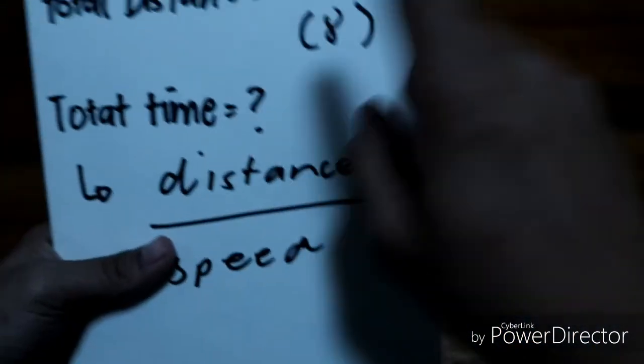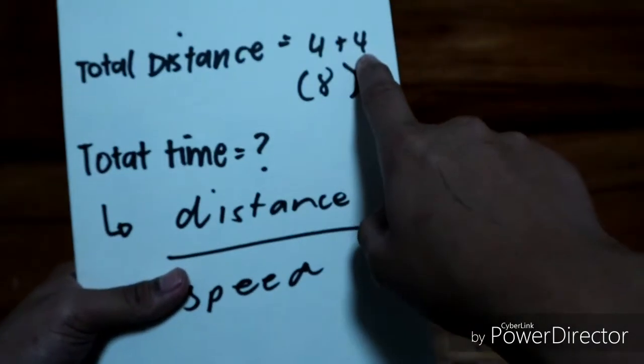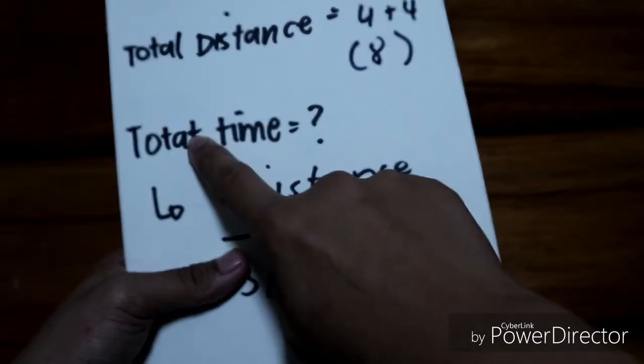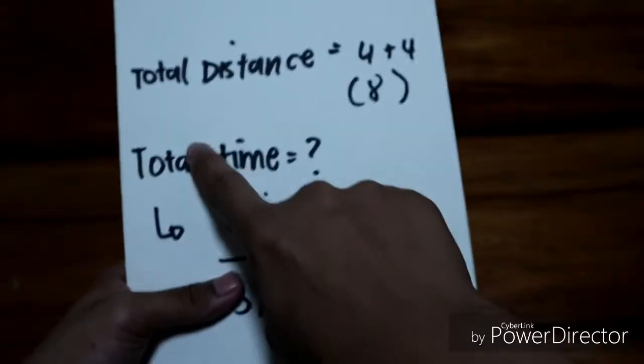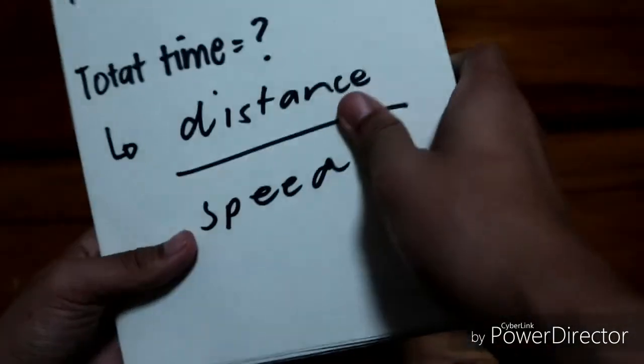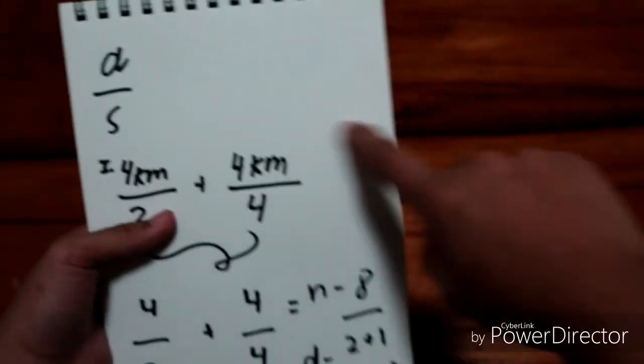In order to get your average speed, as we know, the total distance would be 4 kilometers plus 4 kilometers, which is equal to 8 kilometers. Now, what is the total time? Since the total time was not mentioned in the problem, we will find it. The formula for getting the total time is distance over speed.